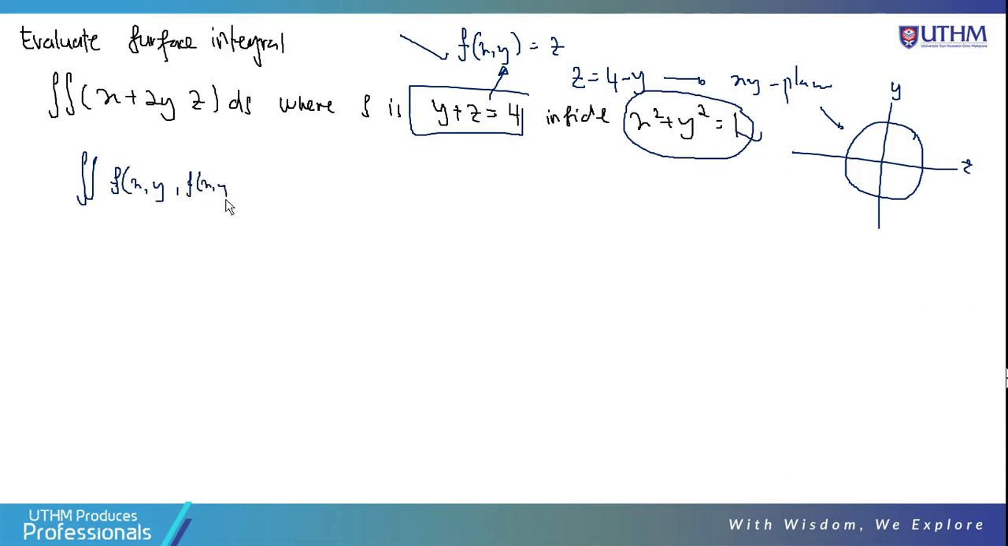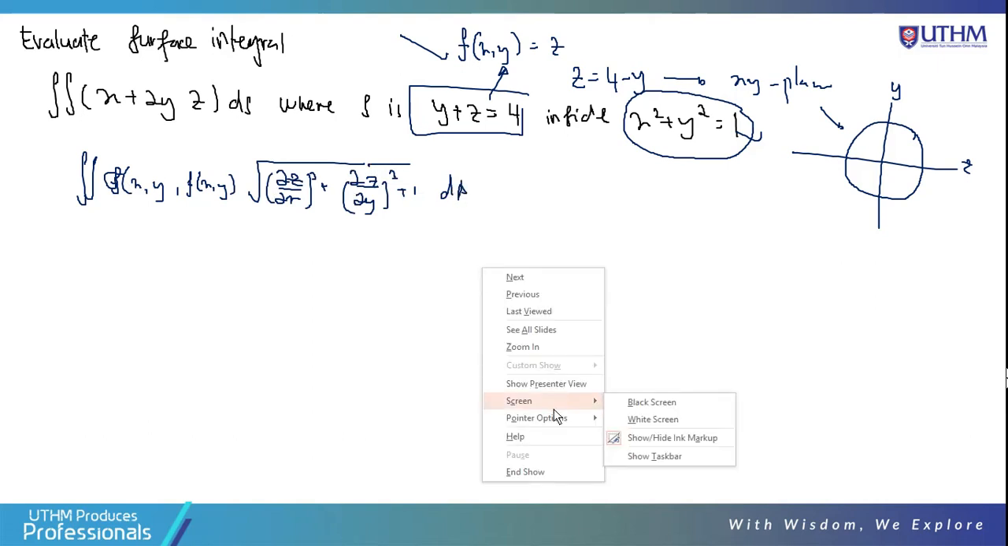Okay, so yeah, this one we are using the double integral over sigma of f(x, y, z) times the square root of (partial z partial x) squared plus (partial z partial y) squared plus 1 dA. Okay, so let's solve step by step.